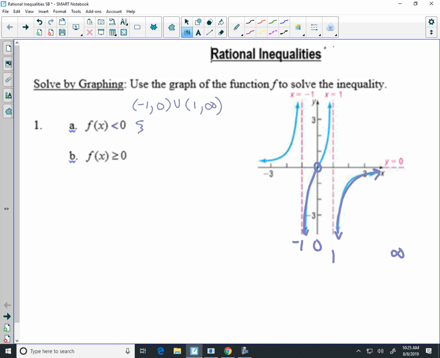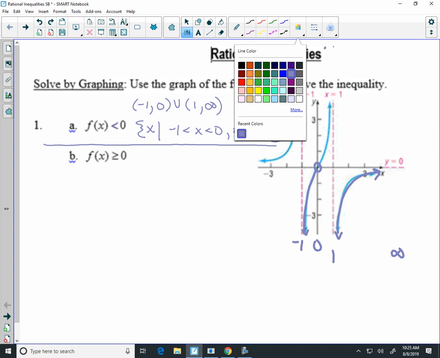The way this looks in set notation: x such that x is between negative 1 and 0, or x is greater than 1. So there's your set notation. If you are thinking of tackling this extension on the unit test, you will be asked to do both interval notation and set notation. But that will be the same on the test for the other problems as well.